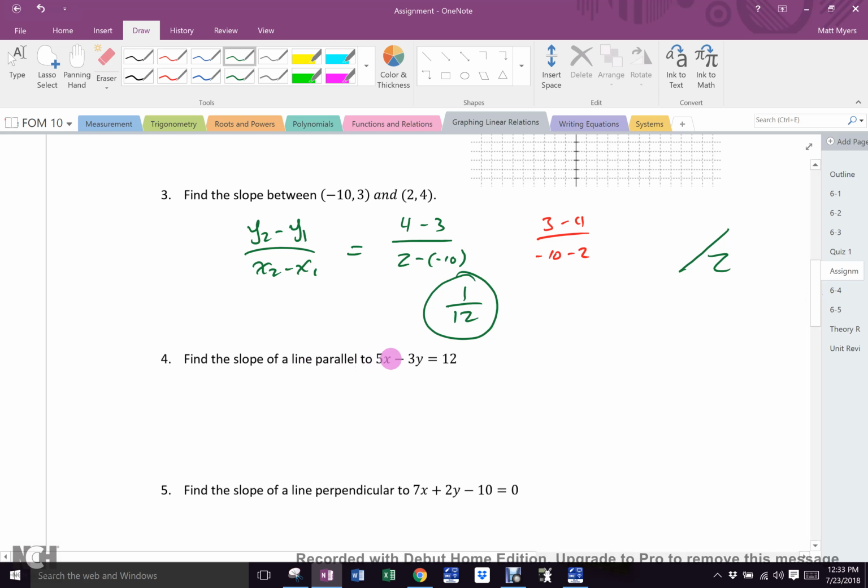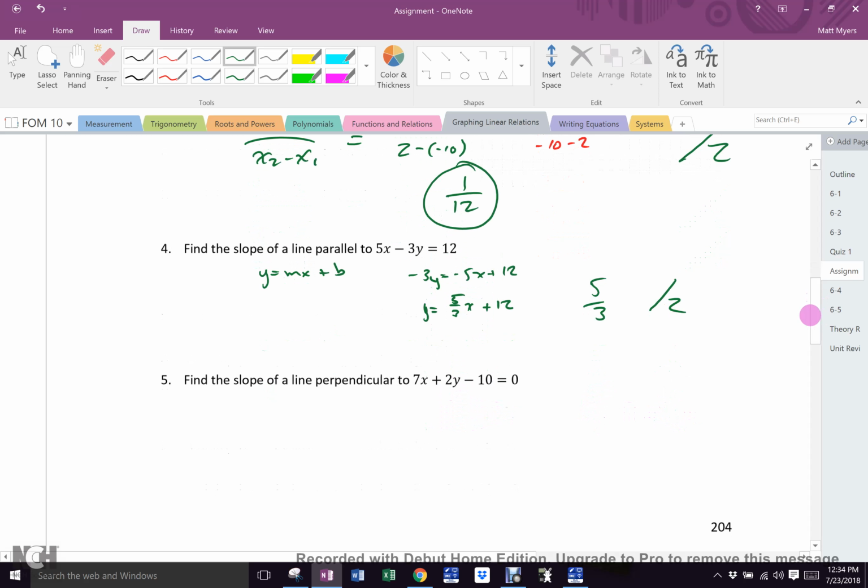Find the slope of a line parallel to this. How could I find the slope here? If I put it into slope-intercept form, would I know the slope? Yes, I would. So that is negative 3y equals negative 5x plus 12. Y equals 5 over 3, because 2 negatives make a positive. So what would every slope parallel to that be? 5/3. For 2 marks. 1 for recognizing what you have to do and 1 for being able to do it.